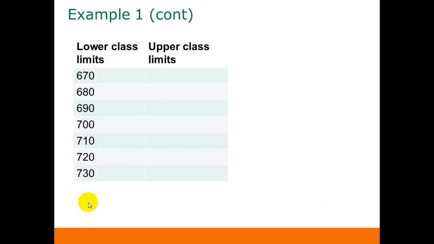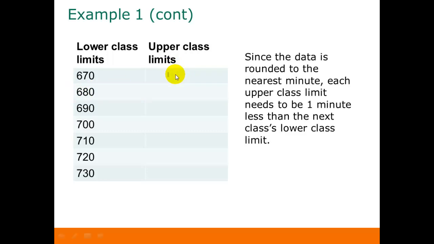Now we need to find the upper class limits. And again, we're going to look at the lowest class limit of the next class. So for this first one, we're going to look at the 680, and we want to make this 1 unit less than that. So our upper class limit for our first class is going to be 679.